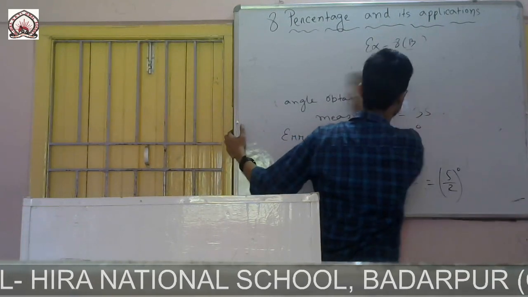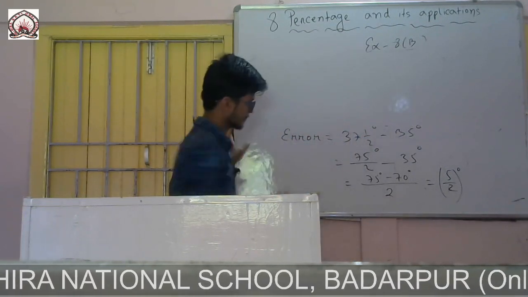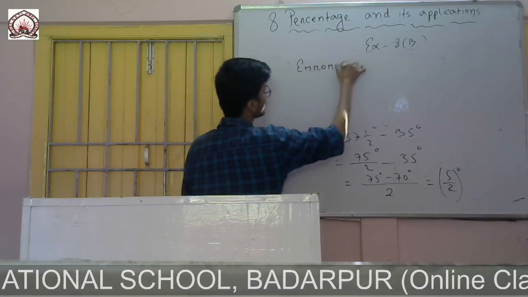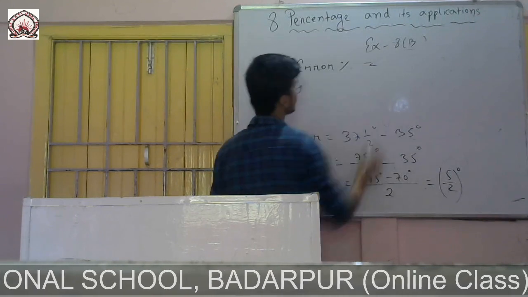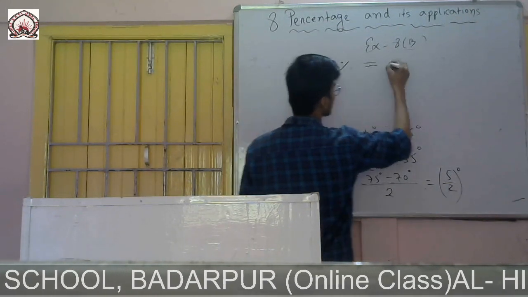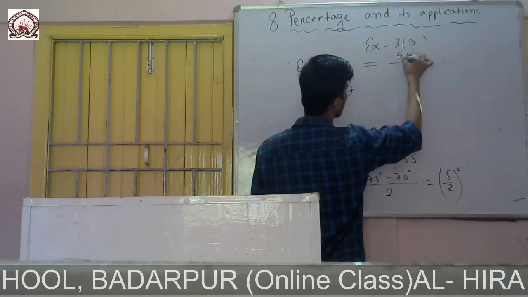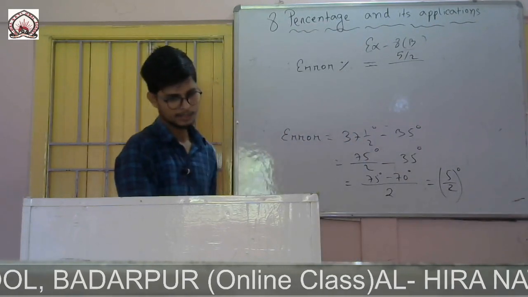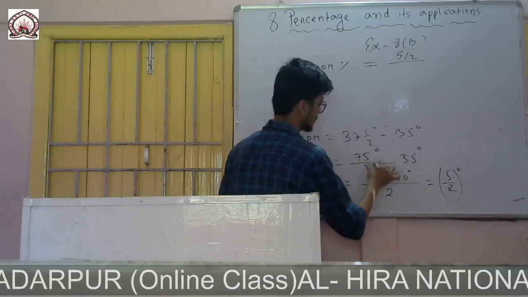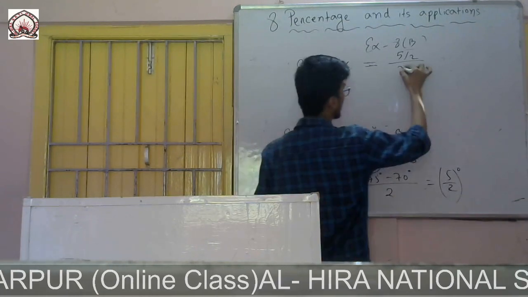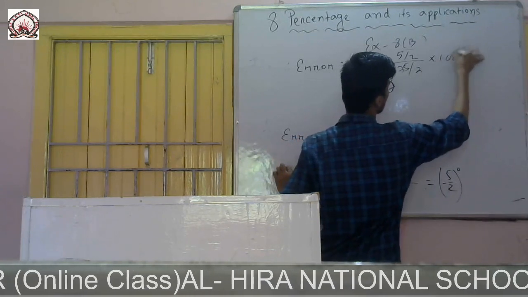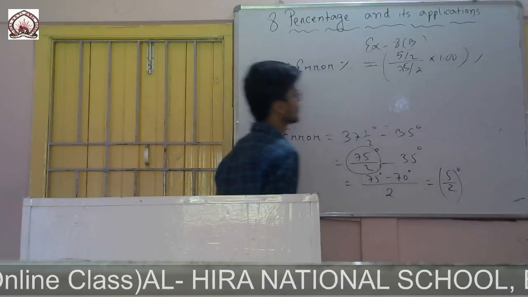So I will write, therefore error percentage is equals to... What is the value? It is 5 by 2. So I will write here 5 by 2. And total original it was 37 and half. That means 75 by 2 it was. So I will write 75 by 2, which into 100. That means I am finding a percentage. So I will write 100.